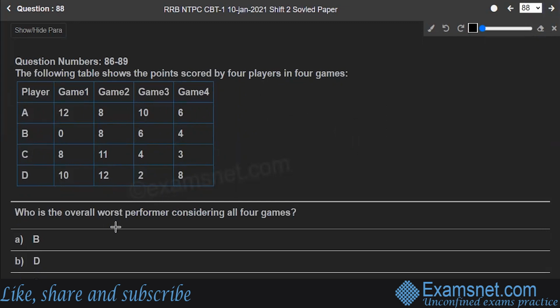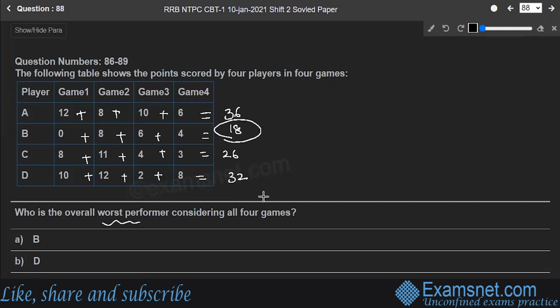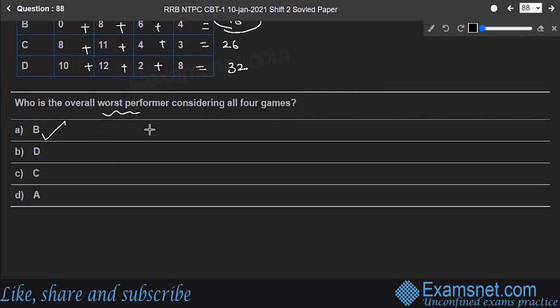Next is who is overall worst performer of all the games. See, we already did the total, right? I have to do the total again to answer this question. This was 36. This was 18. This one 26, and this one 32. So worst performer is, of course, B, because he is having the minimum points, right? Option A is the correct answer. Hope you understood this well.